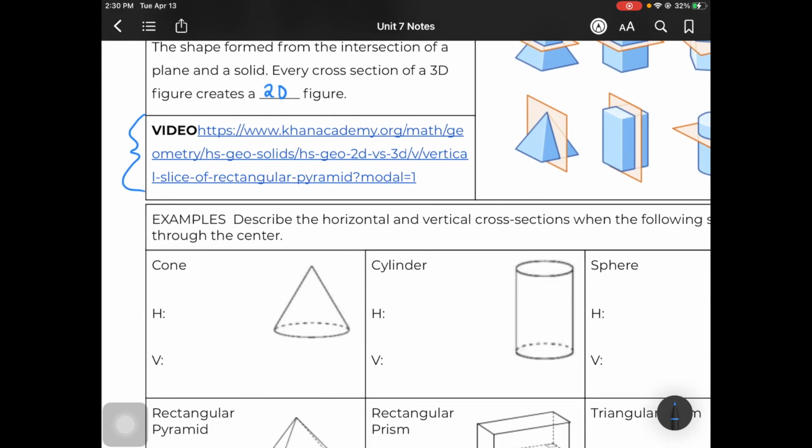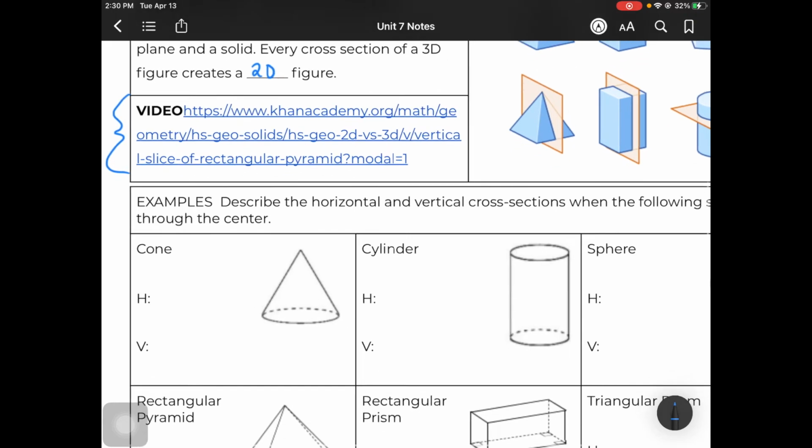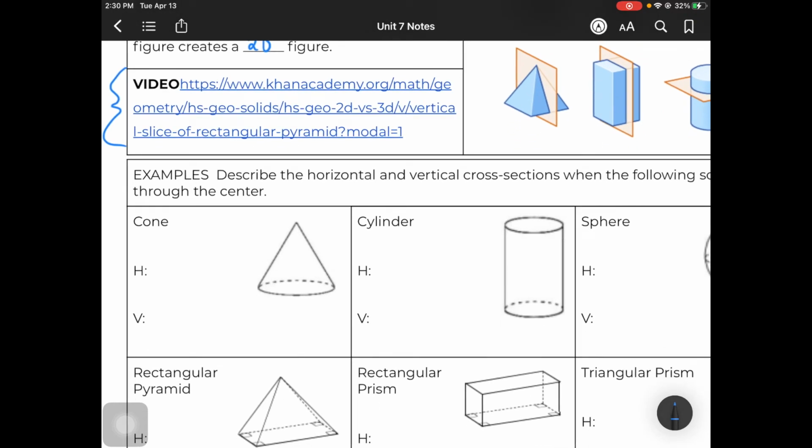Okay, so we're going to make some adjustments here. We're going to take these basic 3D solids and we're going to imagine the cross sections both done horizontally and vertically.